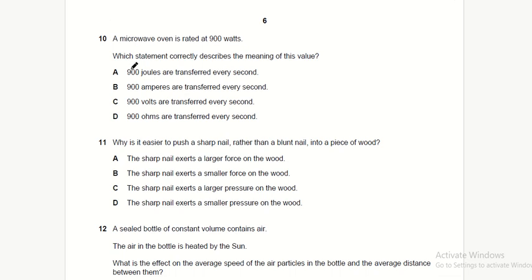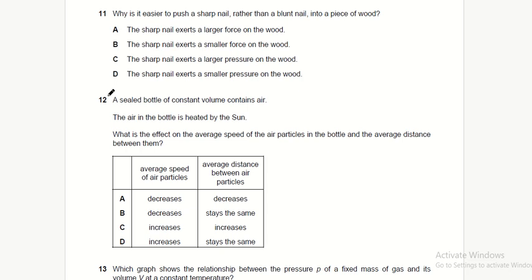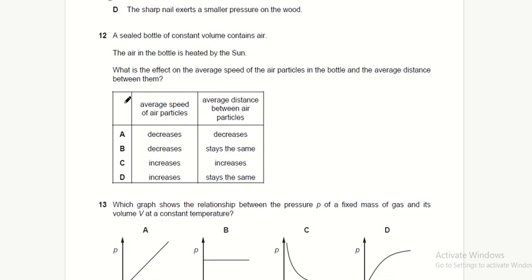900 watt means 900 joules per second, because a nail exerts large pressure because it has a small cross-sectional area.